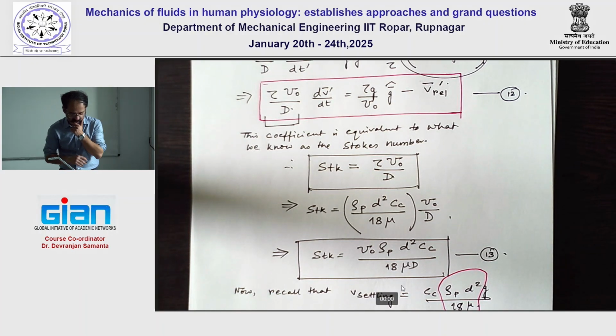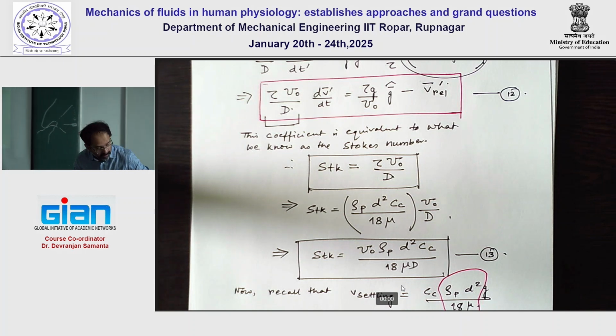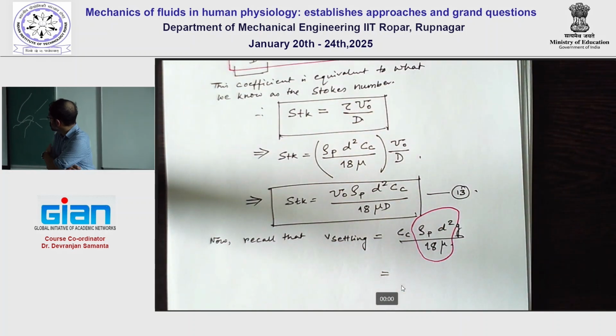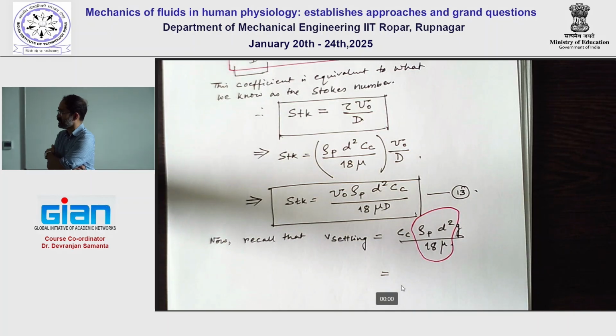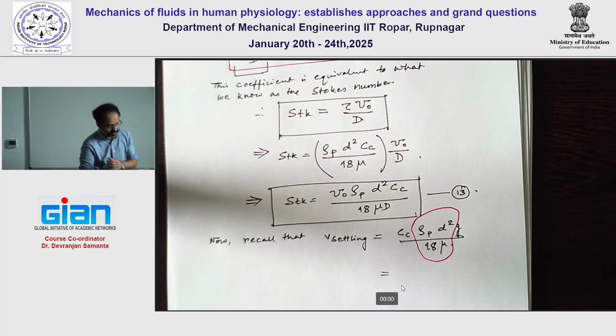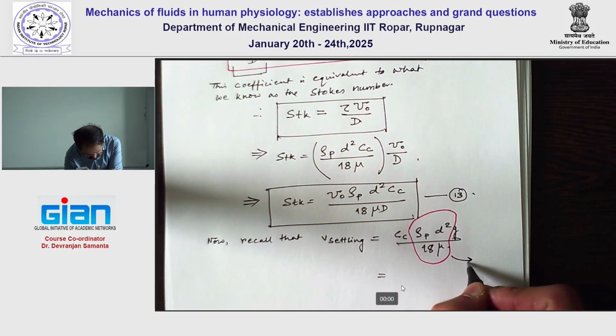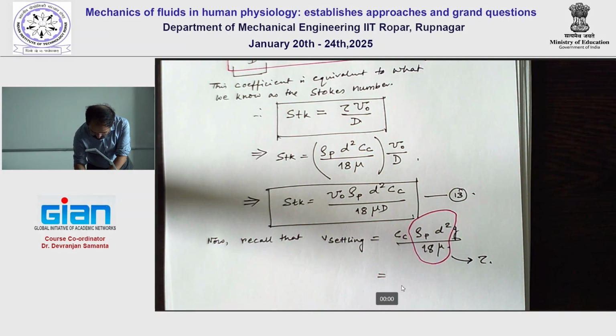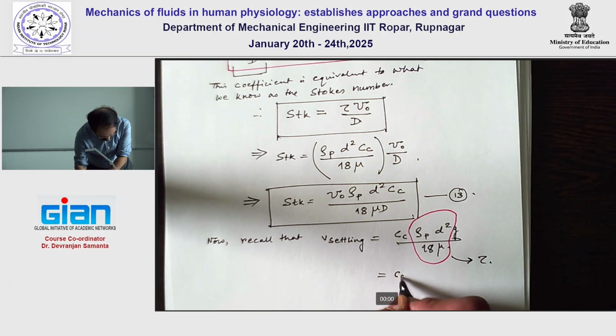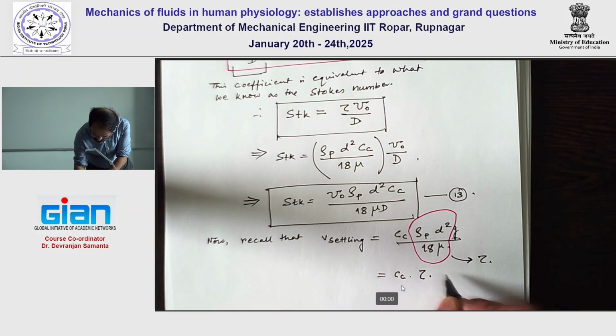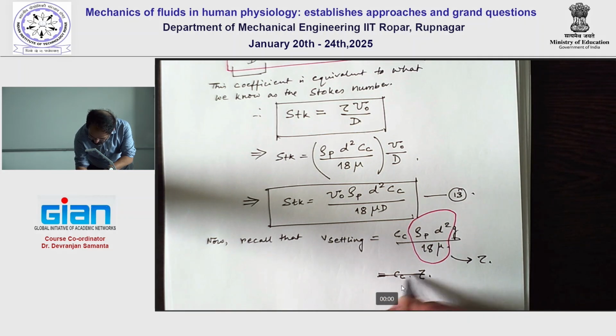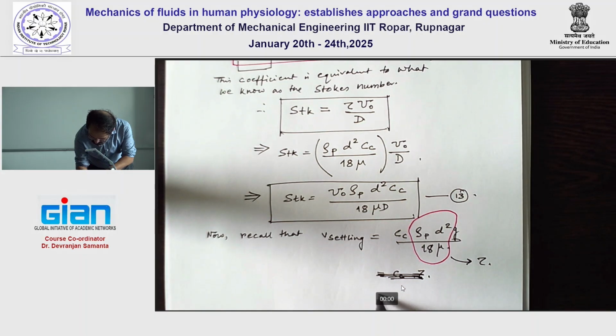So rho p d square over 18 mu. What is that? We have just derived that. It is the tau, correct? So this part itself is tau. And what else do we have? Cc times tau times g.